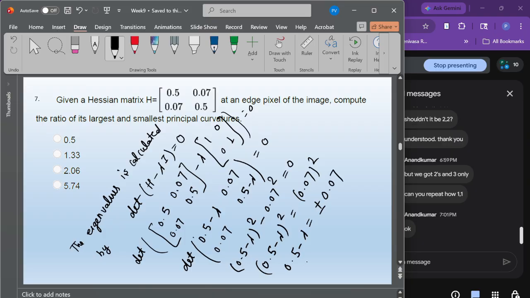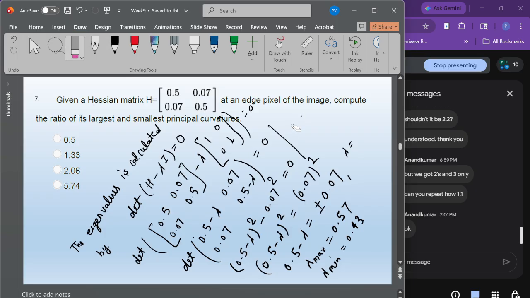So now if you just calculate, lambda 1 or lambda 2, you can say maximum or minimum, you can represent to any value. So I'm just representing lambda max. That means if you just calculate it, lambda is equal to taking the plus value and minus value at a time. So lambda max you will get here 0.57 and lambda minimum value you will get 0.43, right? So have you understood how we are calculating?